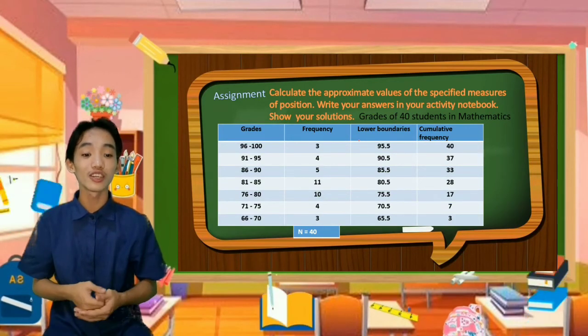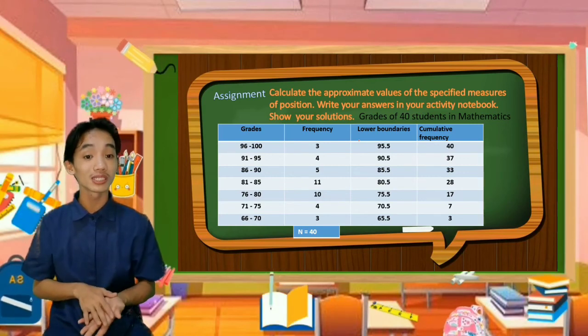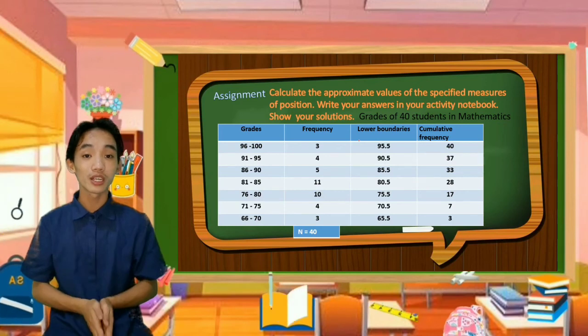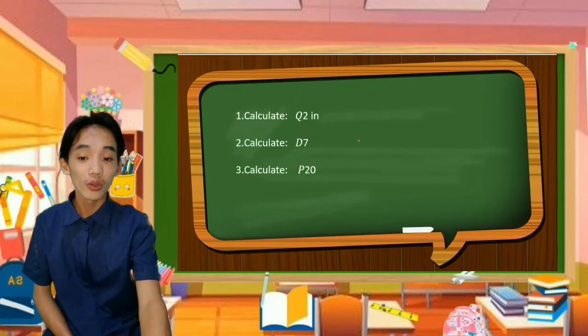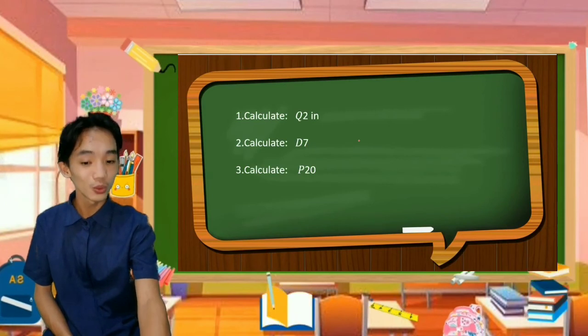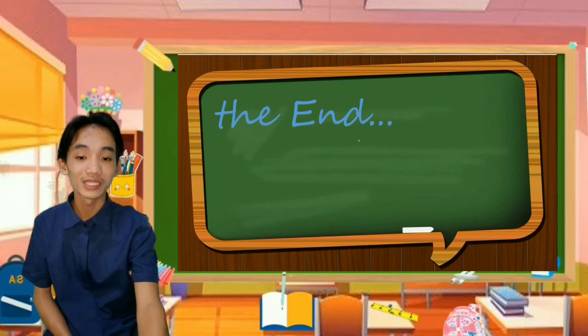It is all about the grades of 40 students in mathematics. The grade frequency, lower boundaries, and cumulative frequency are already given. You are just going to calculate quartile 2, decile 7, and percentile 20.